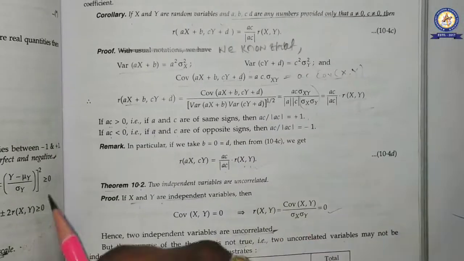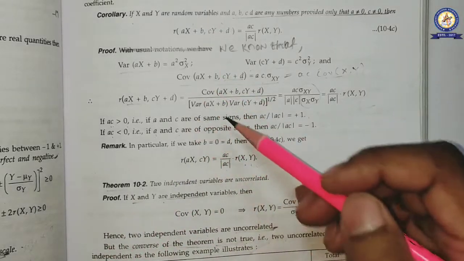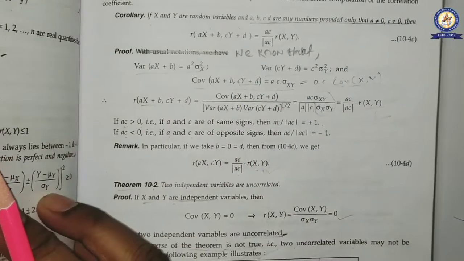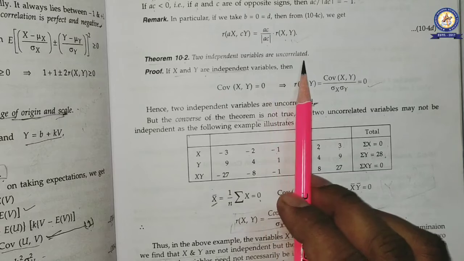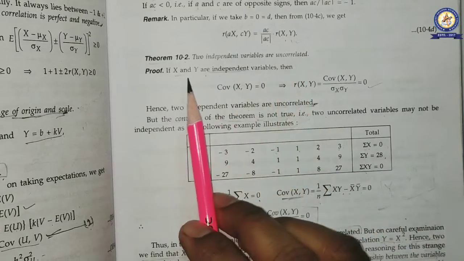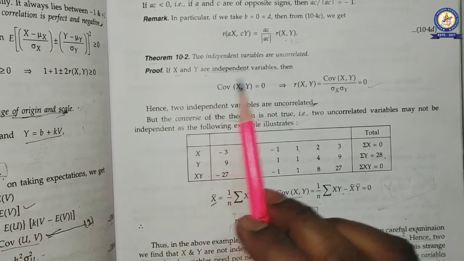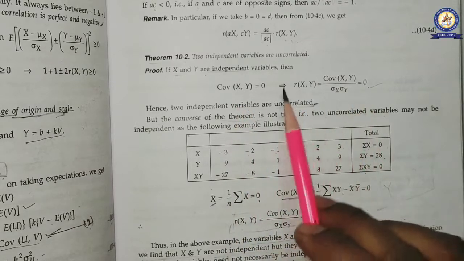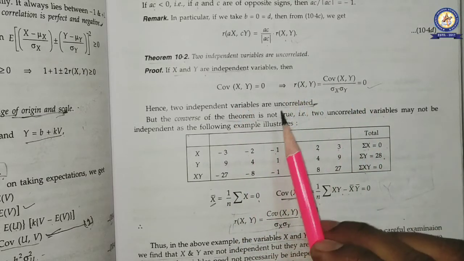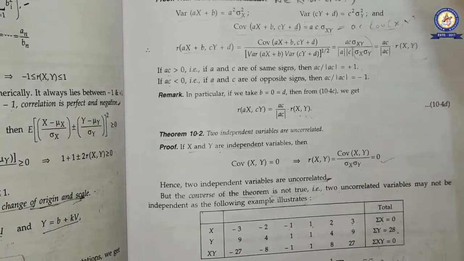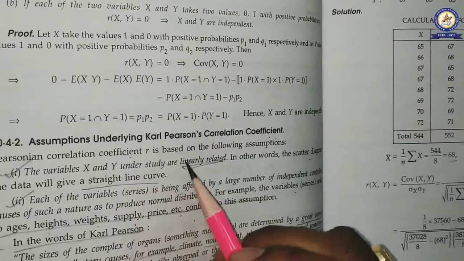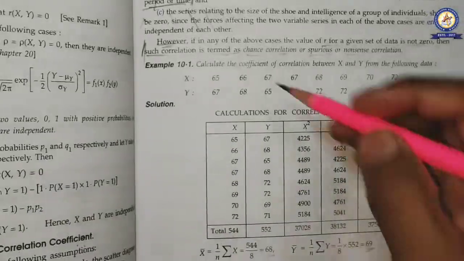And in our last video, we discussed this theorem, and also we found an interesting result from it, that two independent variables are uncorrelated. That means if x and y are independent, then the covariance between x and y will be 0. So obviously its correlation coefficient will be 0, but the converse is not true. That also we have discussed in detail, and the assumptions underlying Karl Pearson's correlation coefficient we have already discussed.